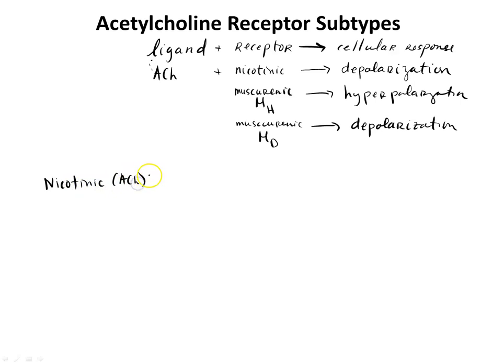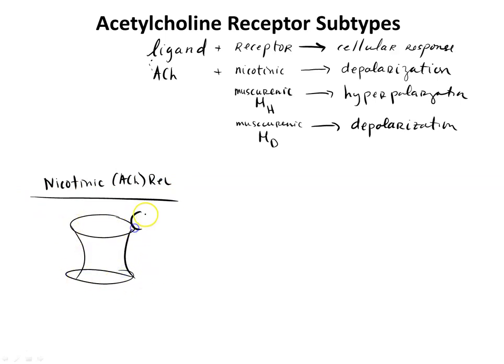That's for the acetylcholine receptor. So this nicotinic receptor is just a ligand-gated channel. When acetylcholine binds to it, that allows sodium to come traveling into the cell, and that leads to depolarization. The nicotinic receptor is named after its ligand, nicotine.